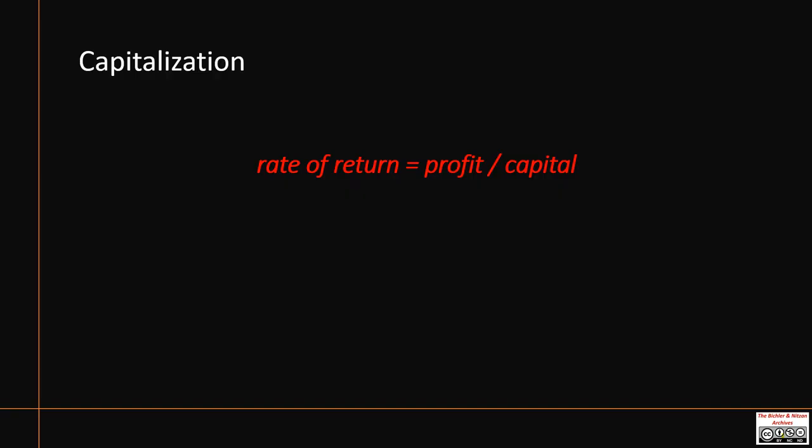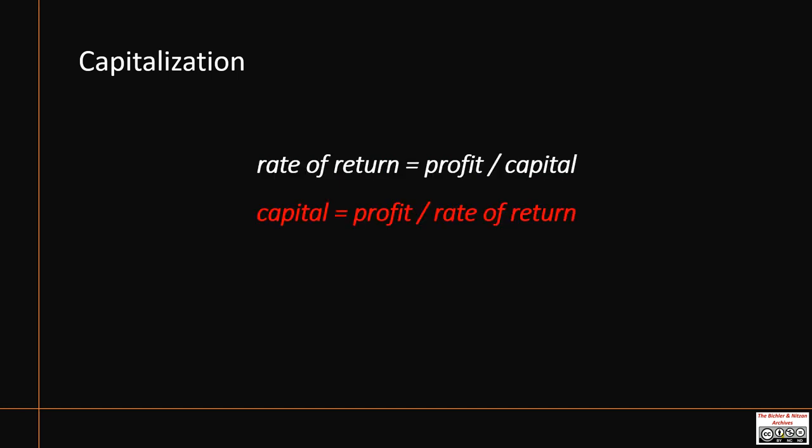Capitalists have a simple answer. They simply add the capitalized value of these items. To understand capitalization, we can start with the rate of return. The rate of return is simply the ratio of the profit to be earned relative to the value of the invested capital. For example, if a capitalist invests $1 million worth of capital and earns $100,000 in profit, the rate of return is 10%, or 0.1 in decimals.